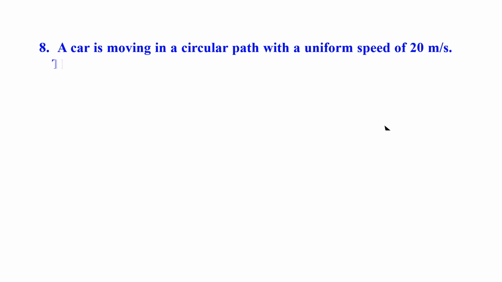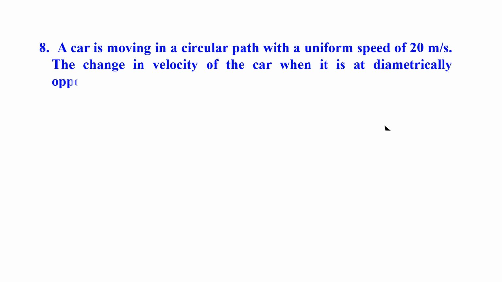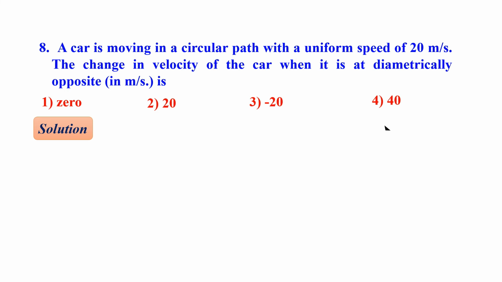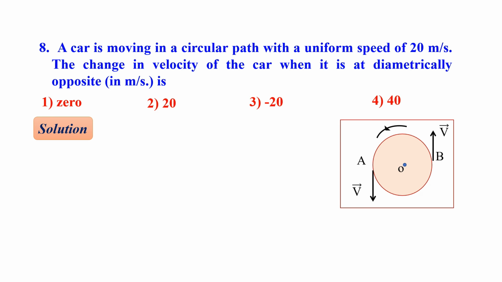Next. A car is moving in a circular path with a uniform speed of 20 meters per second. The change in velocity of the car when it is at diametrically opposite points is 0, 20, minus 20, or 40. Let us go to the solution. A car is moving along this circular path with a uniform speed of 20 meters per second. We have to calculate the change in velocity of the car when it is at diametrically opposite points. These two are diametrically opposite.